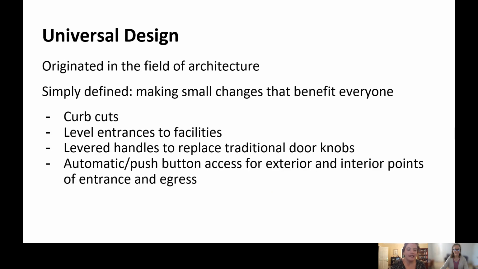Moving from accessibility to universal design, we should know that universal design originated in the field of architecture. Very simply defined, universal design means making small changes that benefit everyone. In our physical environment, some common examples of universal design might include curb cuts, which are useful not only for those using mobility devices such as wheelchairs, walkers, or canes, but also to caregivers with strollers, or in our discipline, librarians with book carts, for example.